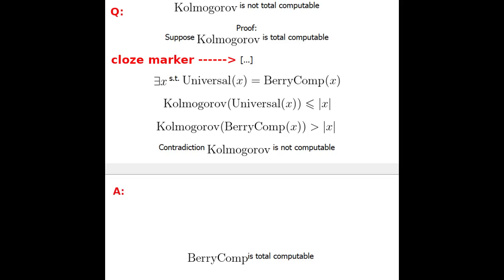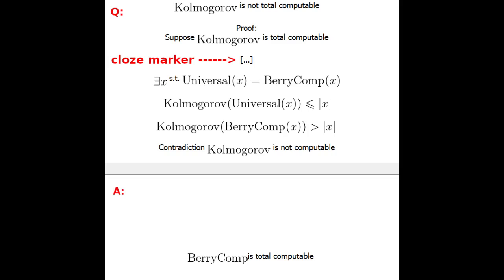Then the third line is an application of what's called the Kleene recursion theorem. And I already have a flashcard that says that if a function is total computable, then there exists an x such that universal of x is equal to f of x for the function that is total computable. So it's just an instantiation of a rule that I already know. So this one is just an application of a theorem. I know that theorem by heart.